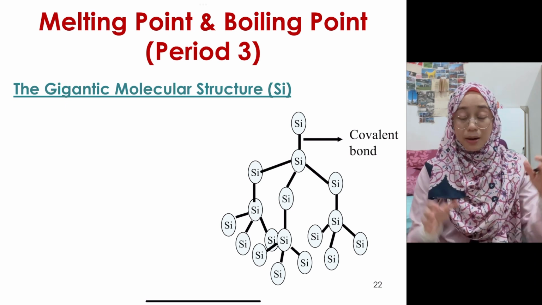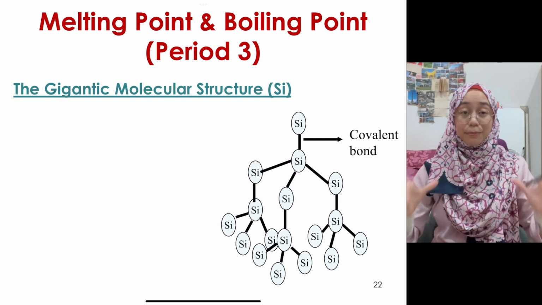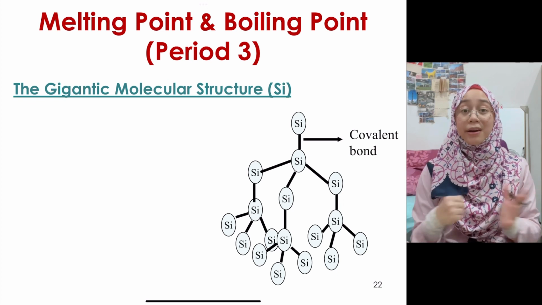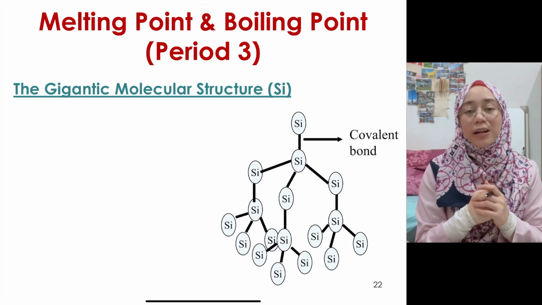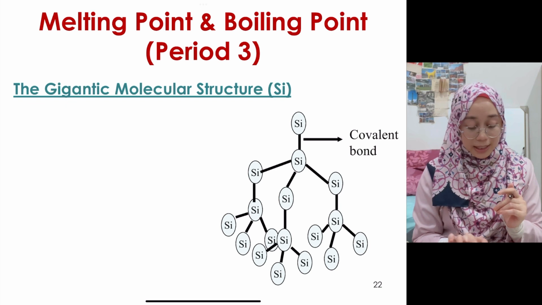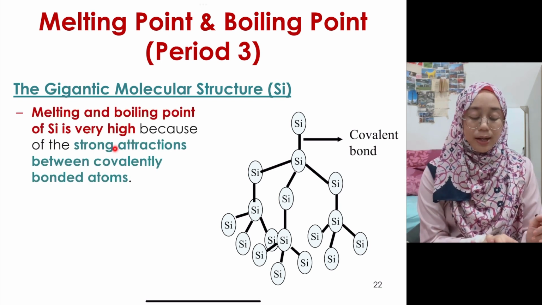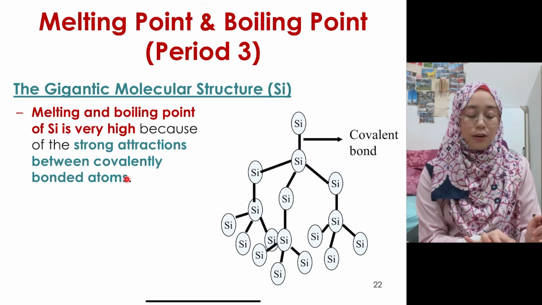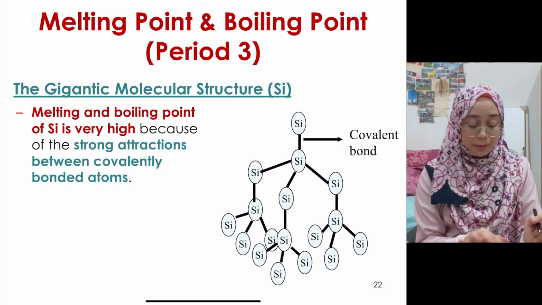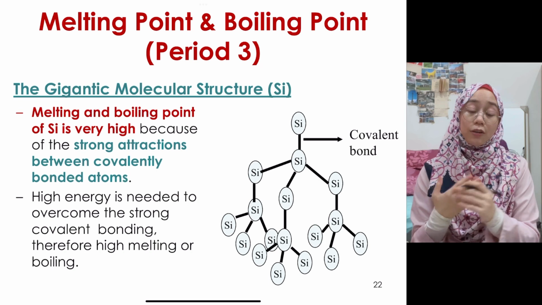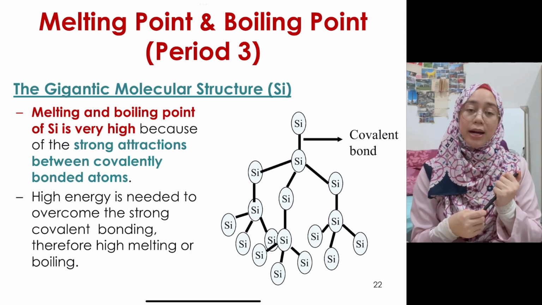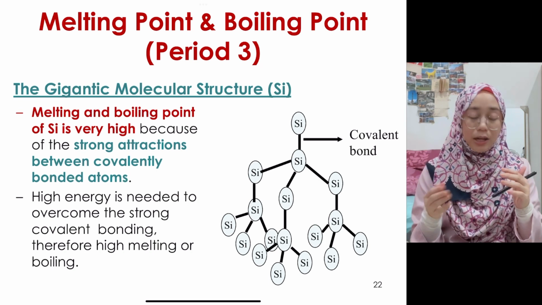So kalau kita nak break down this particular big structure here, meaning we need a very high energy untuk overcome intermolecular forces yang ada dekat sini. Okay, so melting and boiling point of silicon is very high because of the strong attraction between the covalently bonded atoms. Okay, so high energy is needed to overcome the strong covalent bond, therefore high melting or boiling point.